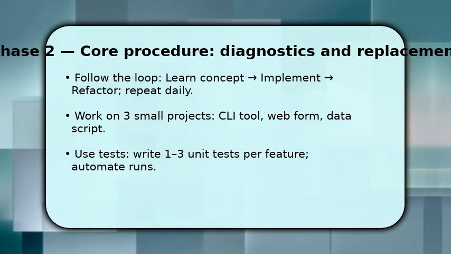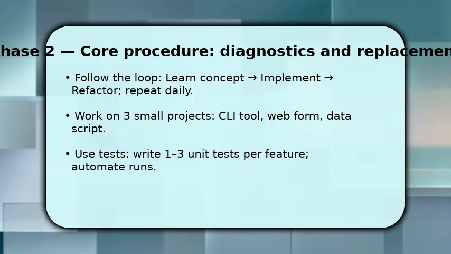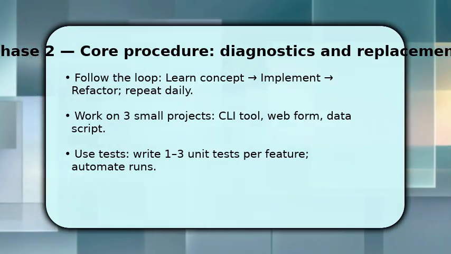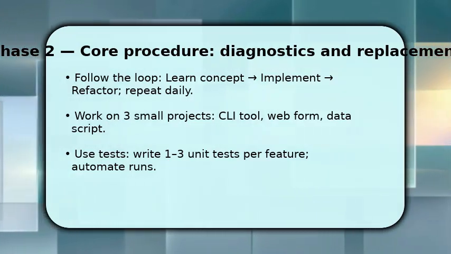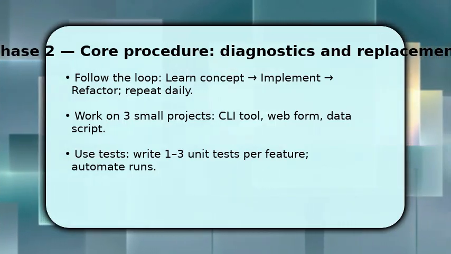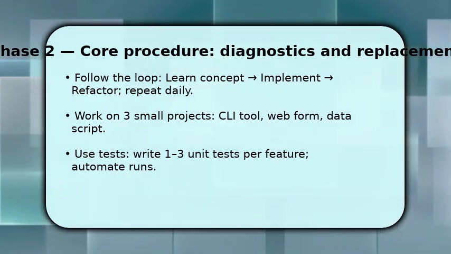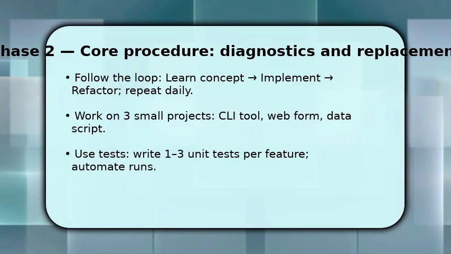Start 3 small projects that cover different areas: a command line tool, a simple web form, and a data processing script. These force varied skills. Make tests part of your routine by writing 1 to 3 unit tests per feature so you catch mistakes early. Once done, review commits, ask for feedback, and iterate until the code is readable and reliable.